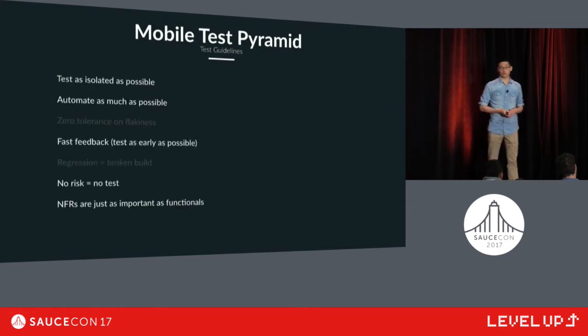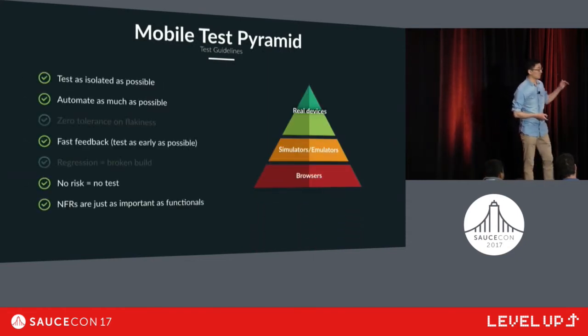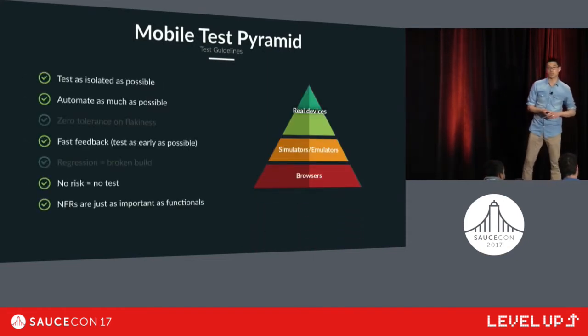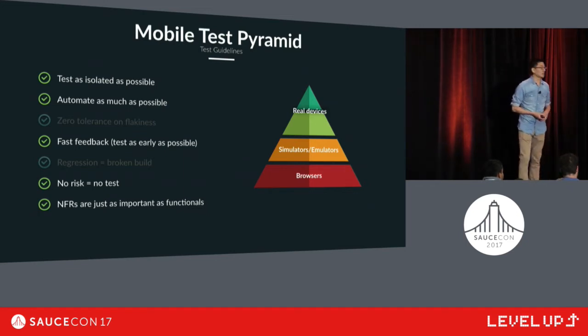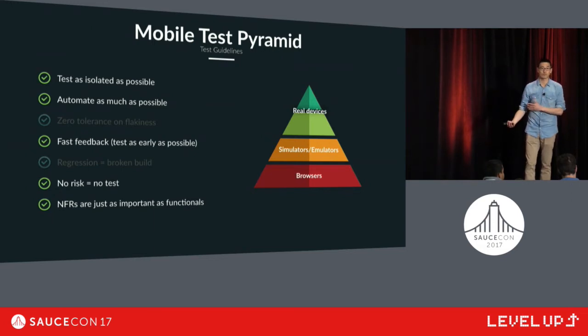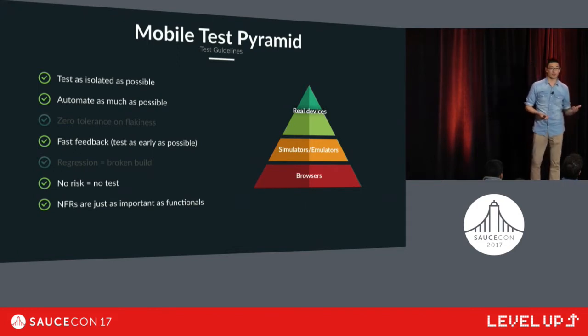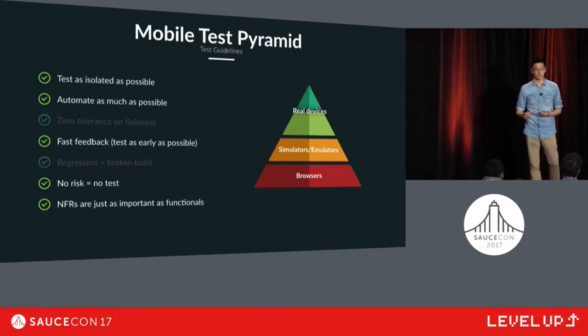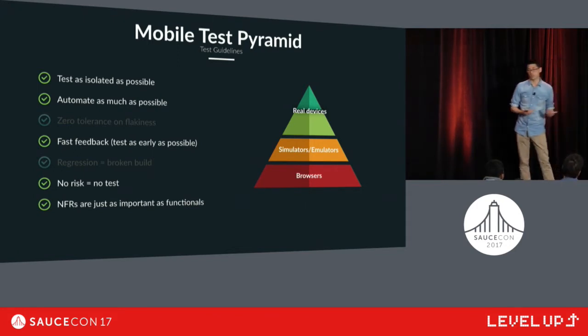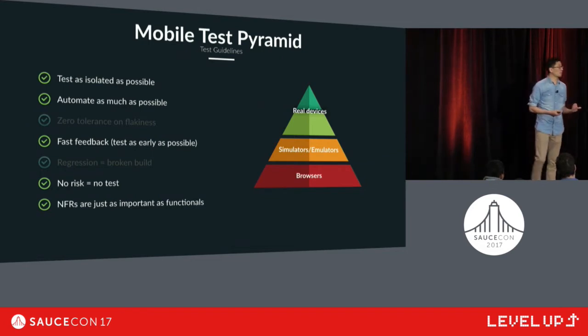So the mobile test pyramid. It touches a few of these generic test guidelines. On the bottom layer, we have the desktop browsers, used with mobile simulation. This only applies when you're dealing with a hybrid app or a web application. So you have more possibilities there. Then you have the mobile simulators and emulators. And then the real devices.